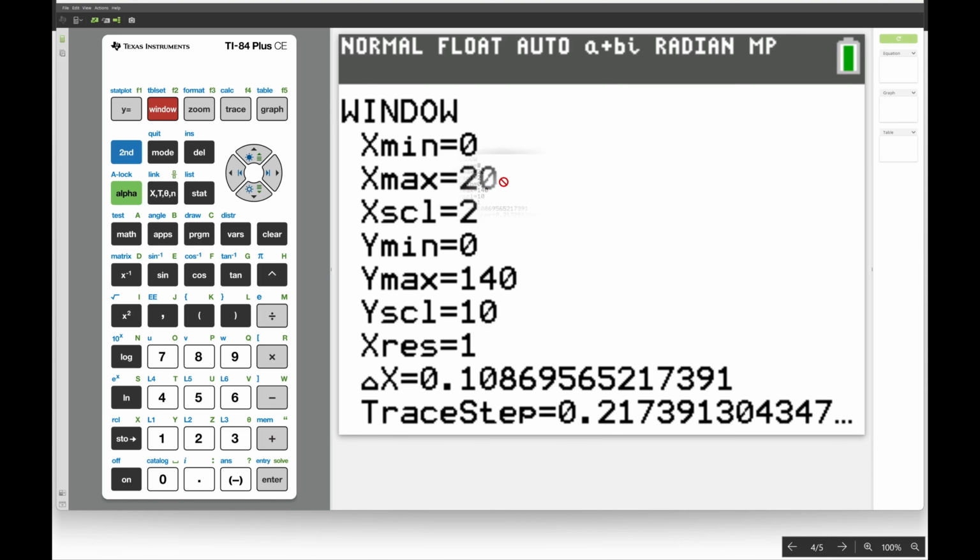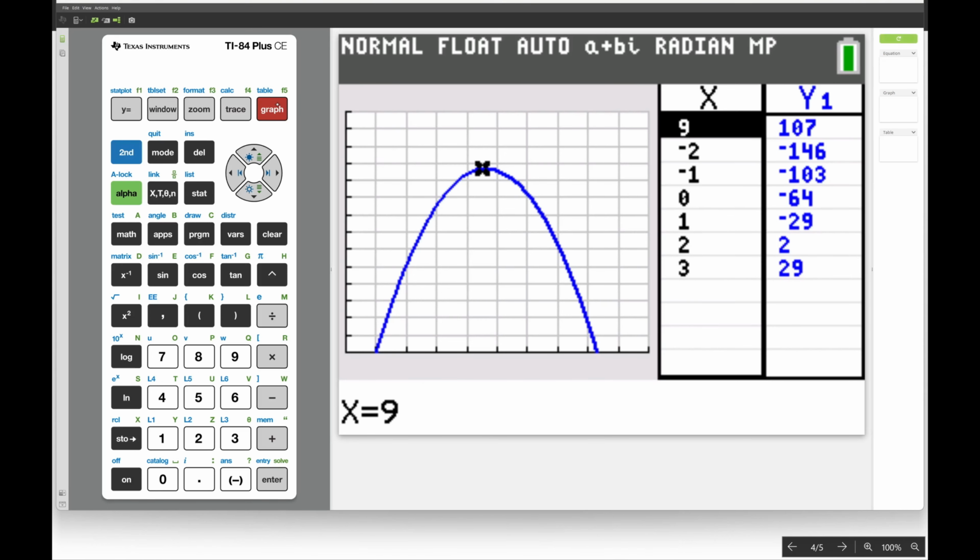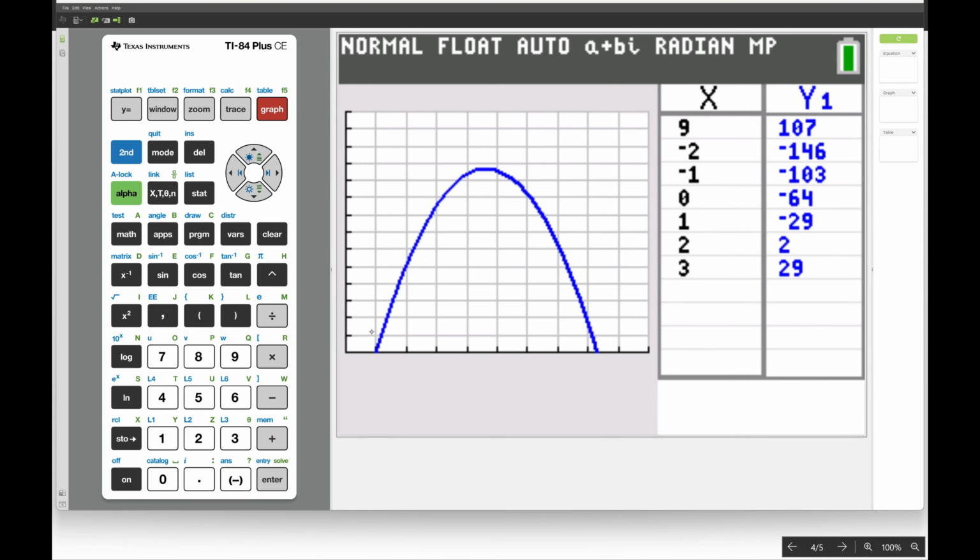For my y values, I'm going to start at 0, go to 140, and every tick mark is going to count by 10. All right, so I look here on my graph, and remember, I'm counting by 2, so this is 2, 4, 6, 8, so on and so forth. So these x values represent the number of dolls I'm going to sell. The y values represent my profit. Well, obviously, this is the most profit I can make, whatever this is up here.